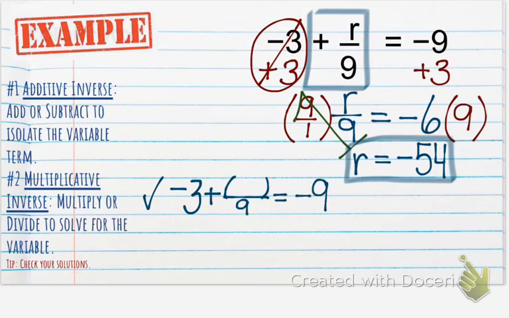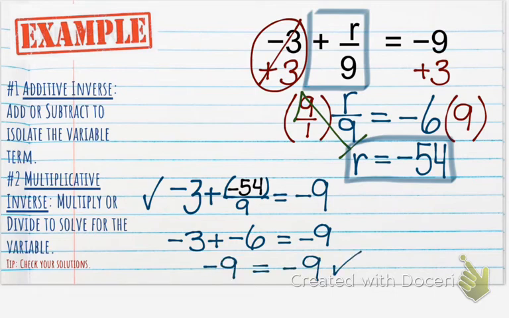So now let's go ahead and check it. Again, rewrite the original problem, leaving a blank space for the variable. And we're going to substitute it with negative 54. Now, what's negative 54 divided by 9? Well, negative divided by a positive equals a negative. So we get negative 3 plus negative 6 equals negative 9. Now these, we're adding with the same sign. So when we're adding a -3 plus a -6, we add them and keep the sign, which equals -9. Is -9 equal to -9? Yes. So we know our answer is correct.